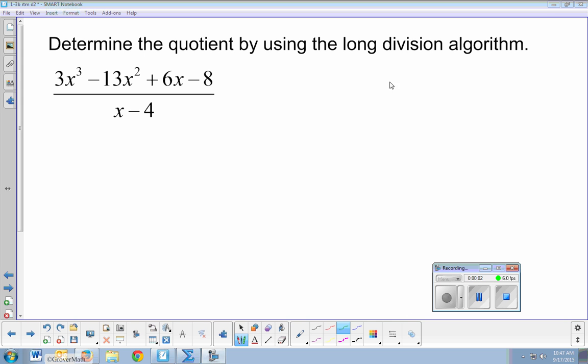Dividing polynomials using the long division algorithm. First, a quick little recap on how to do long division with numbers that you learned a long time ago. Say we had 180 divided by 12.